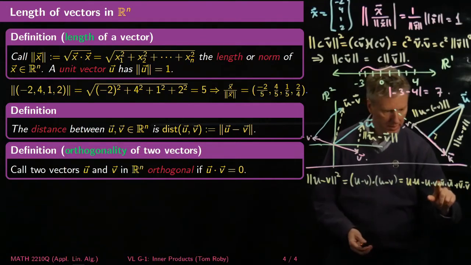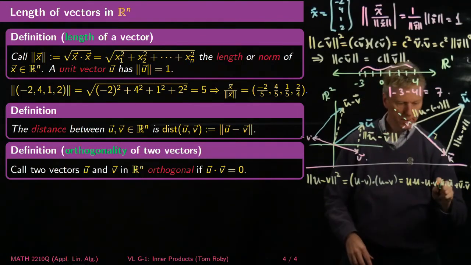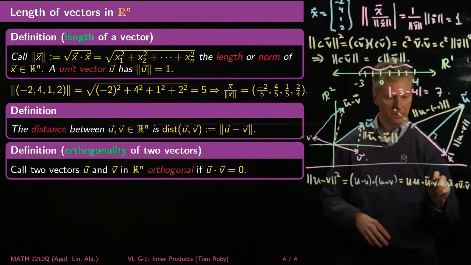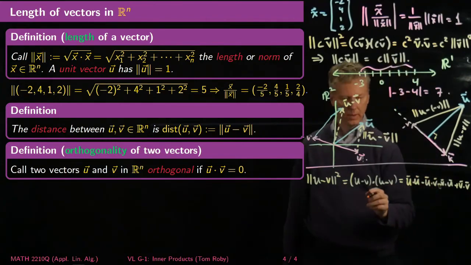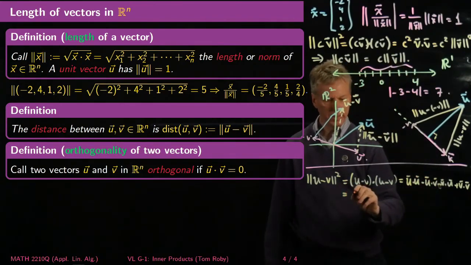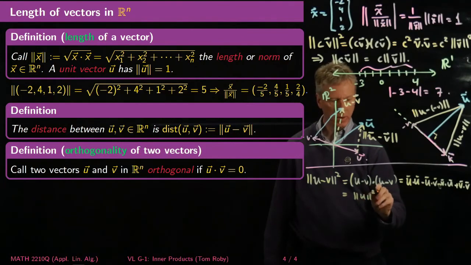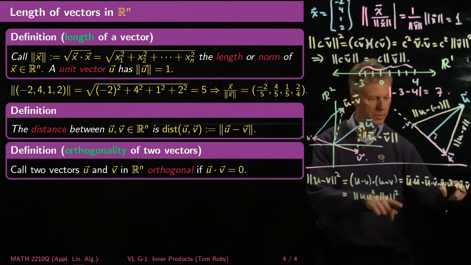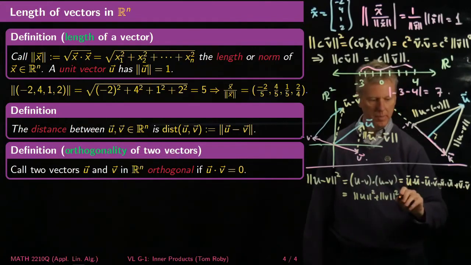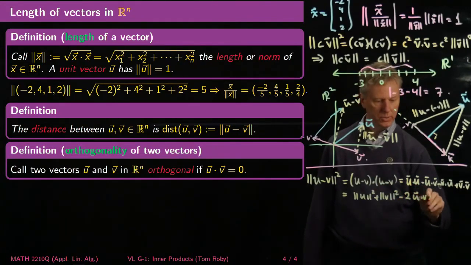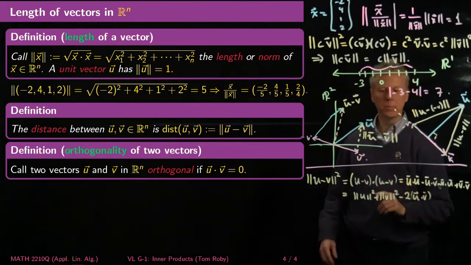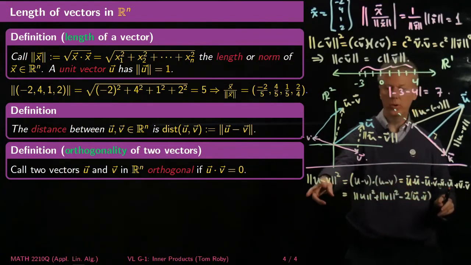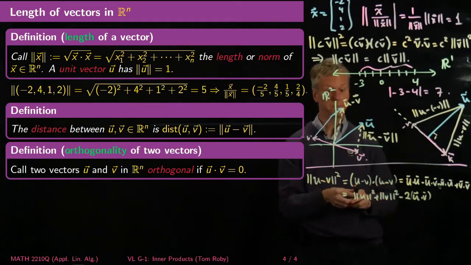So let me clarify that. That's just a minus. Okay, and so what's that? Well, that means I get the norm of u squared, and then plus the norm of v squared. So I'll bring these two over. And then I've got minus 2 times u dot v. So the inner product of u dot v plays a role in this computation of this length.